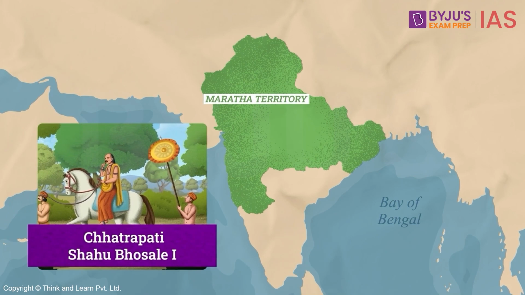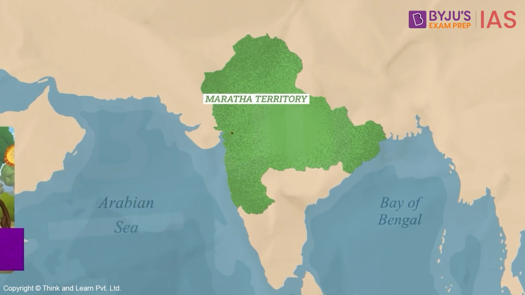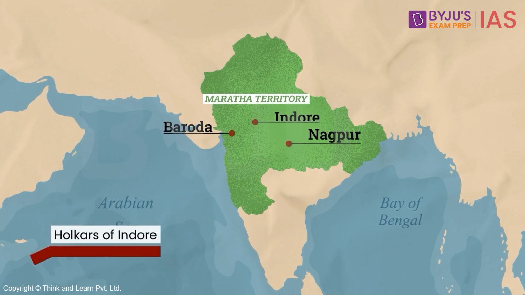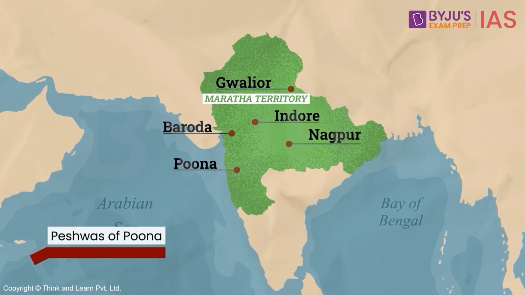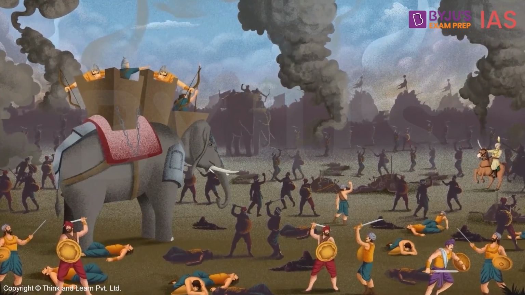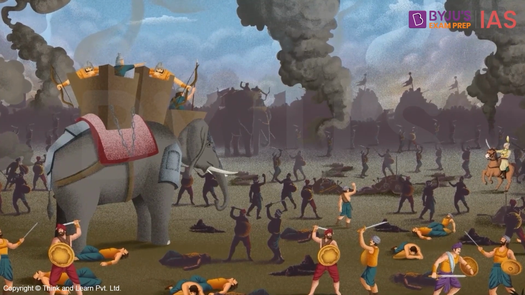During the reign of Chhatrapati Shahu Bhosle I, the 5th Chhatrapati of the Maratha Empire, Gaikwads of Baroda, Bhosles of Nagpur, Holkars of Indore, Sindhias of Gwalior, and the Peshwas of Pune came into prominence, and the empire evolved into a confederation. The confederacy was under the Peshwas' rule and worked well until the 3rd Battle of Panipat in 1761.